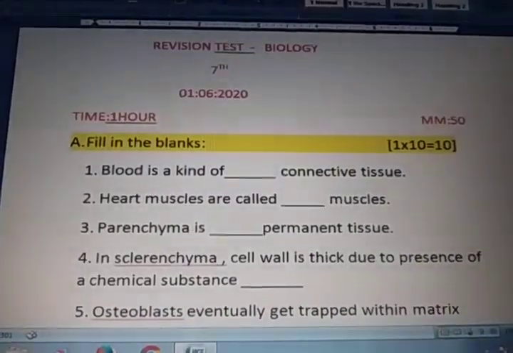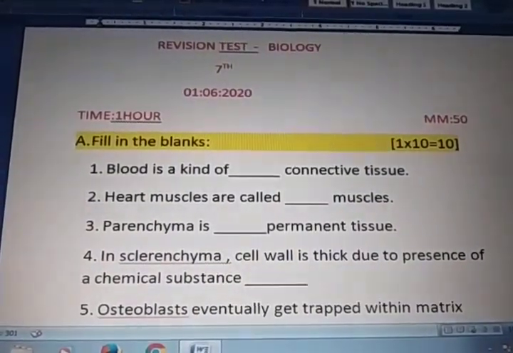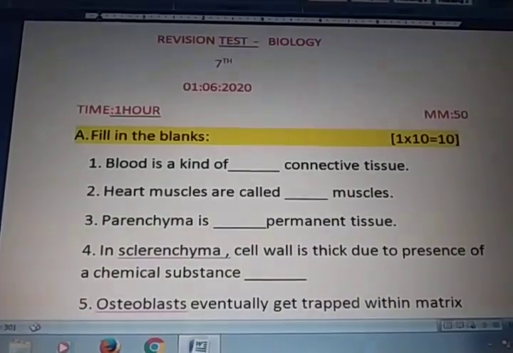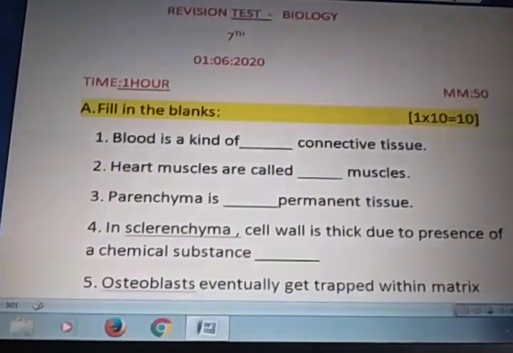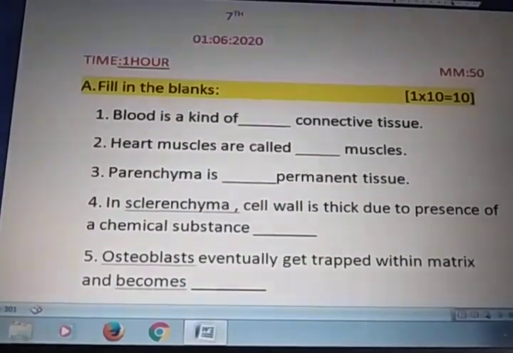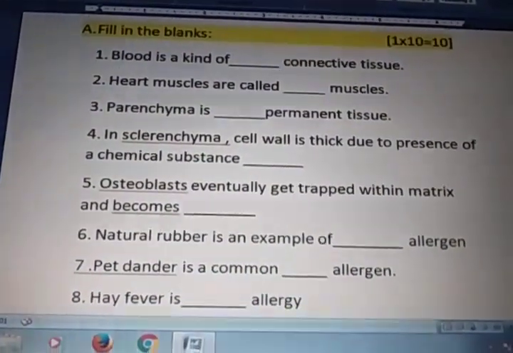Here is your revision test of biology. Your time allotted is 1 hour and maximum marks for this test are 50. So you have your part 1, that is fill in the blanks, and there are 10 blanks.